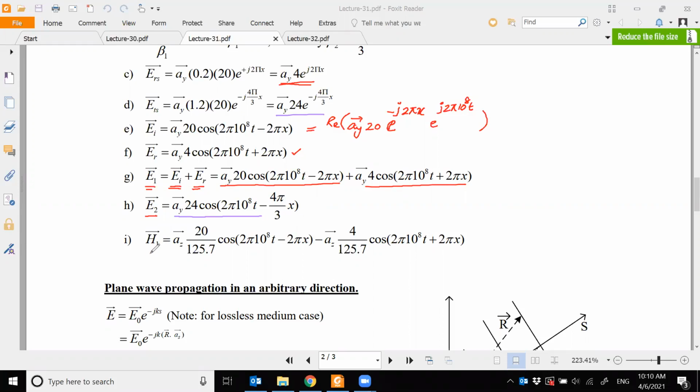And then you can also get the magnetic field in region 1. This is the incident magnetic field, and this is the reflected magnetic field. Okay, so how am I getting this? I know my incident electric field, right? So how can I get the incident magnetic field?